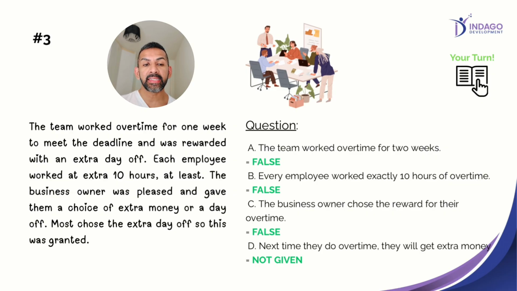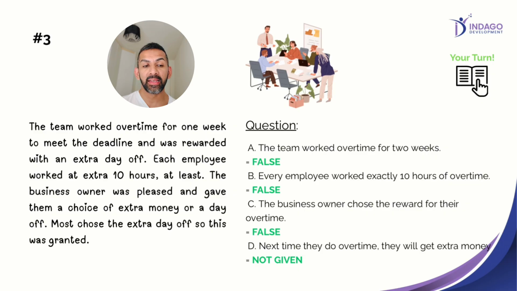The first one, the team worked overtime for 2 weeks. That's false. It says in the top line, it was for 1 week. That should be straightforward, should be easy. B, every employee worked exactly 10 hours of overtime. Well, if you look at line 3 to 4, it says each employee worked an extra 10 hours at least. So that is false because B says exactly 10. And yet the paragraph says at least. They're 2 different things.